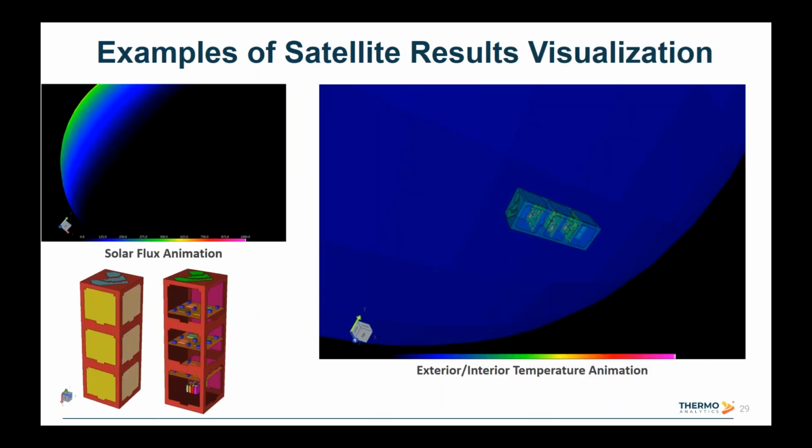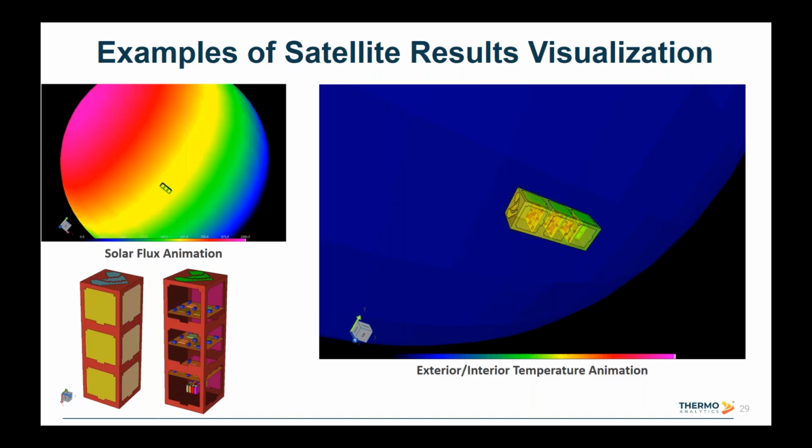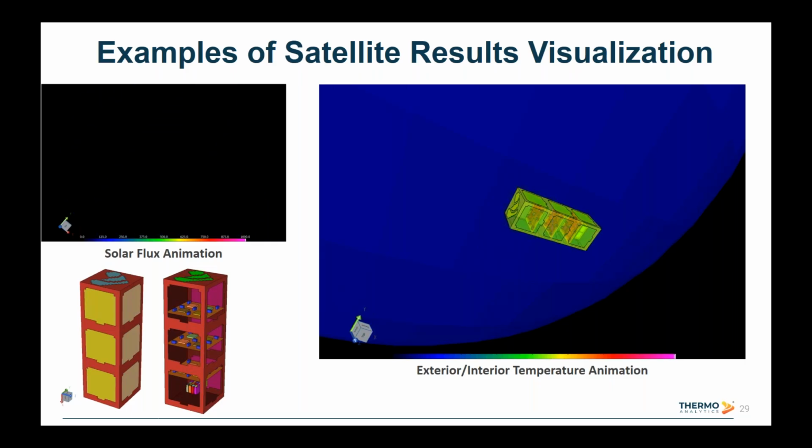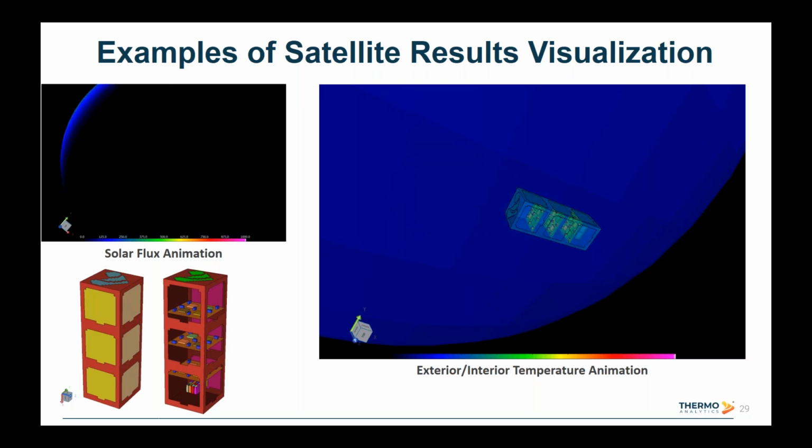Here's an example of a few more of these visualizations that we can see. The animation shown at right, we made the outside of the satellite and solar panels translucent, so we can see some of the internal components there just for context.